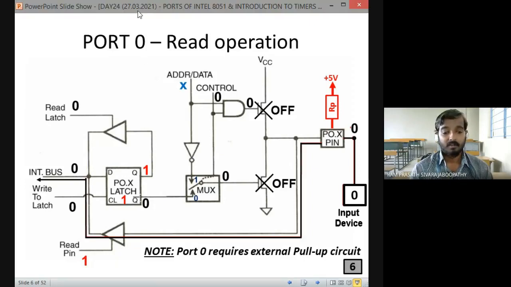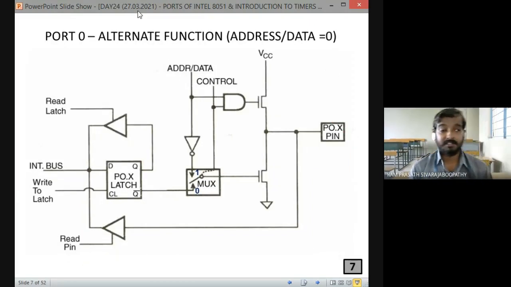Okay, now we are going to see the alternate function. Here we are assuming whether it is going to be address or data, no need to bother about it. We are having something from here. Now it is going to function as an address and data bus, so automatically the mux input must be connected with 1. So what must be the logic at the control pin so that it functions as the address data bus?